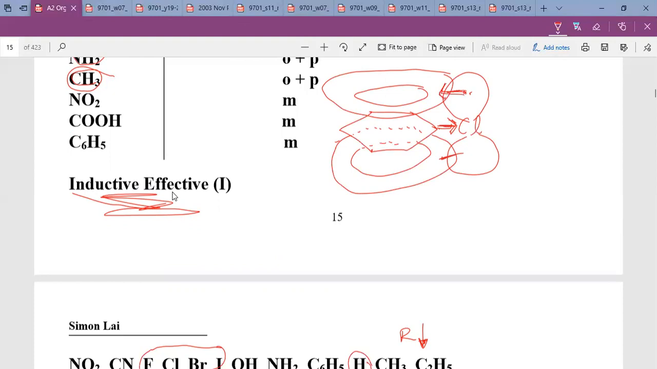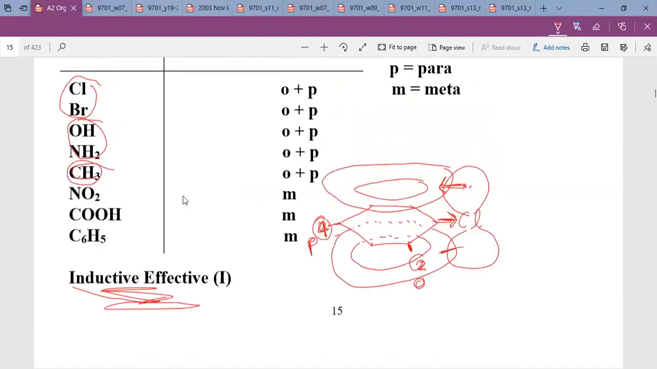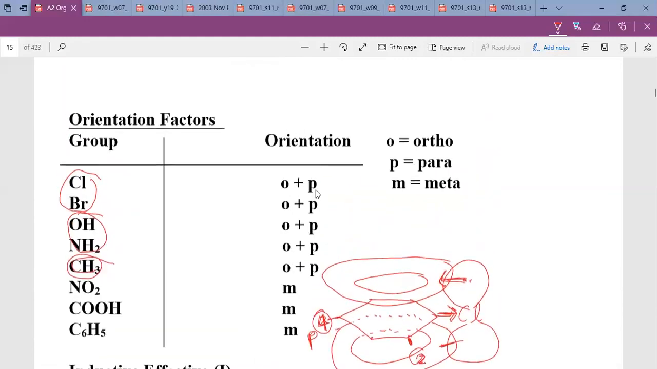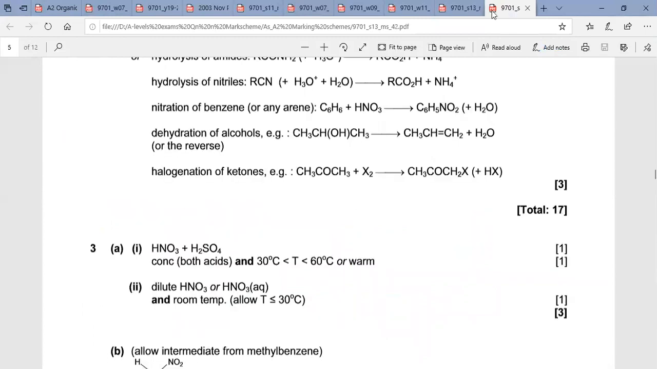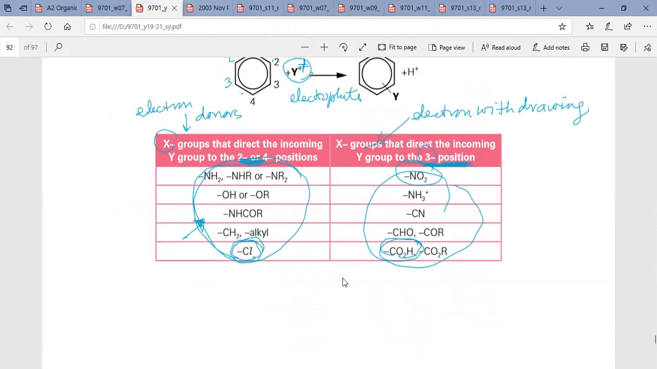When electrons are donated by the group here, the 2 and 4 positions are activated, that is, the ortho and para positions. I won't go into why; you can read up yourself if you want to. That's why you can say chlorine, bromine, and iodine all direct ortho and para for the second group to come in. You can see from here as well. Remember now, chlorine.